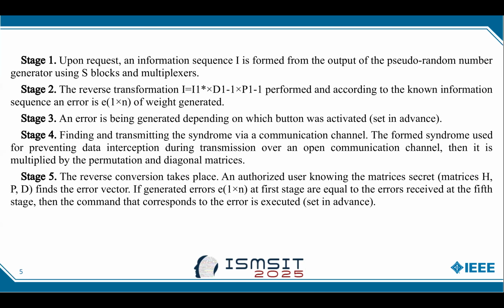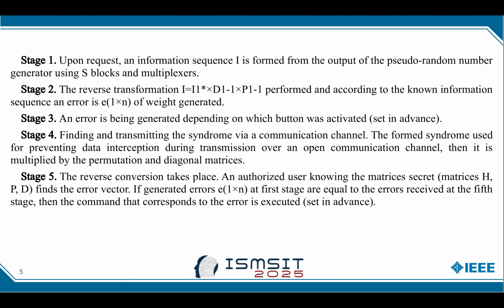On the previous figure, the stages were shown. At the first stage, upon request, an information sequence is formed from the output of the pseudo-random number generator using S blocks and multiplexers. At the second stage, the reverse transformation is performed, and according to the known information sequence, an error and weights are generated. At the third stage, an error is generated depending on which button was pressed.